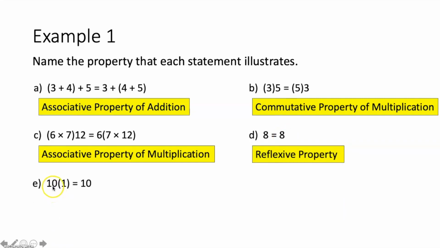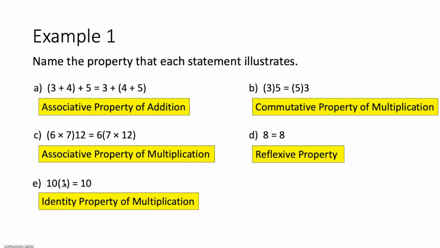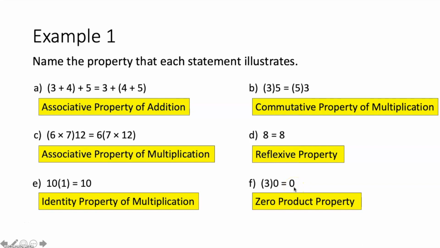Part E, we have 10 times 1 is equal to 10. So we have a number times 1 is equal to that same number. So anytime you get the same number, you think, okay, that's the identity property. And in this case, since you're multiplying, and we're multiplying by 1, we know it's the identity property of multiplication. Part F, we have 3 times 0 is equal to 0. So a number times 0 is equal to 0. Anytime you have a number times 0 is equal to 0, that's the zero product property.